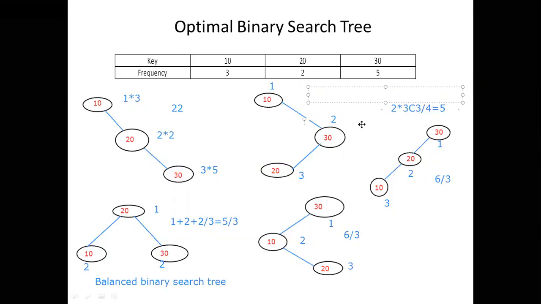Here how to do it? How many times is it going to compare? 10. 10 is compared 3 times. Correct? 1 into 3. 30 is compared how many times? 30 is compared 5 times. 2 into 5.